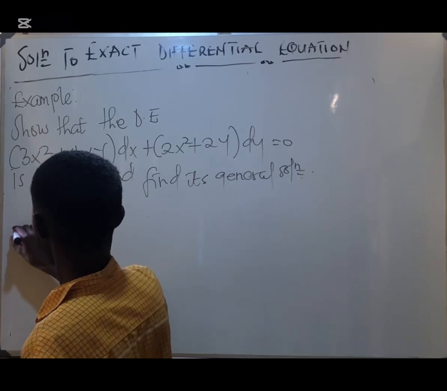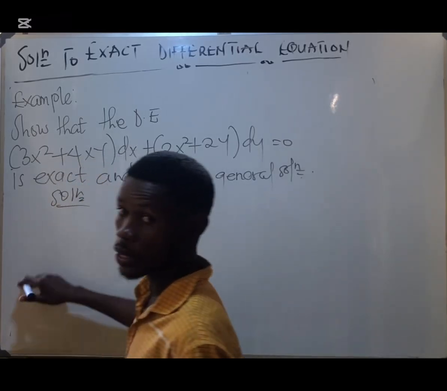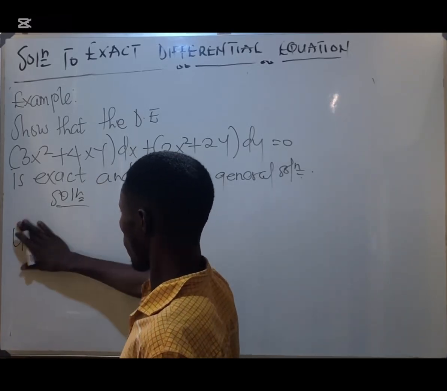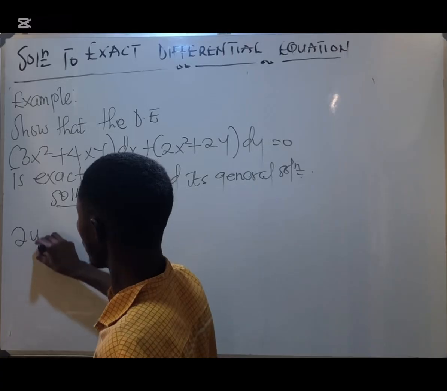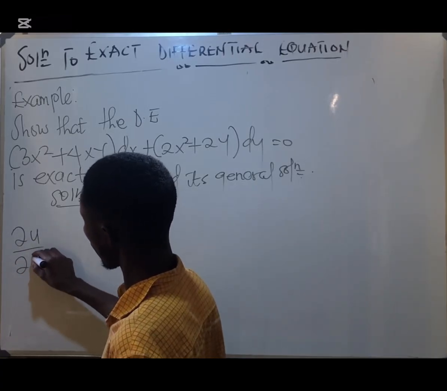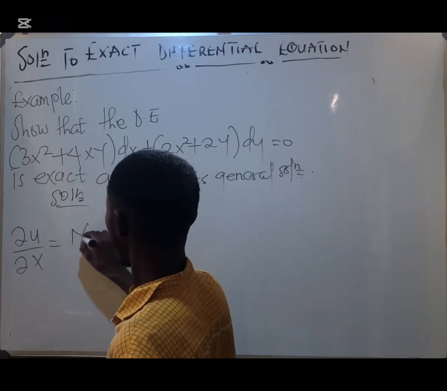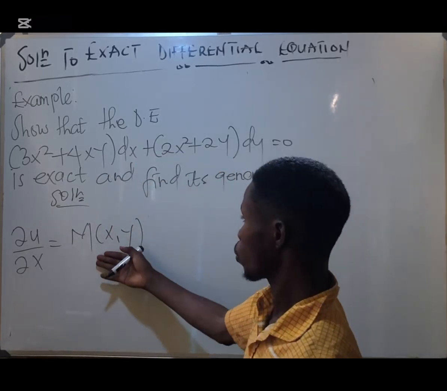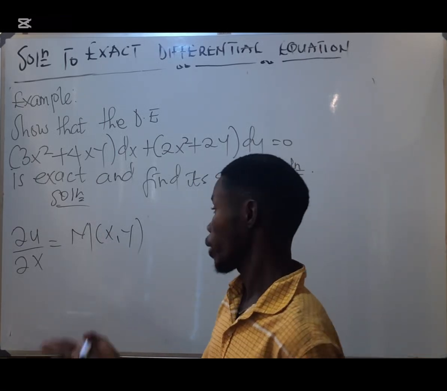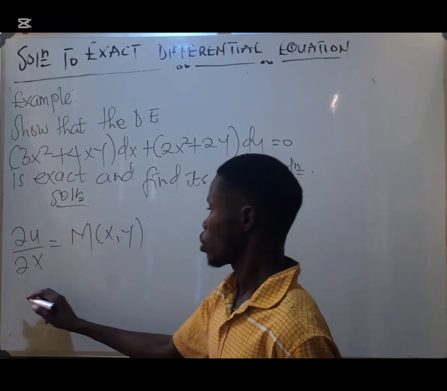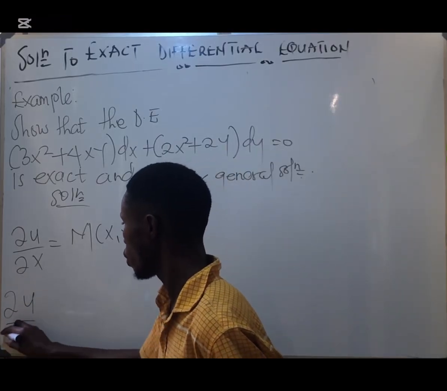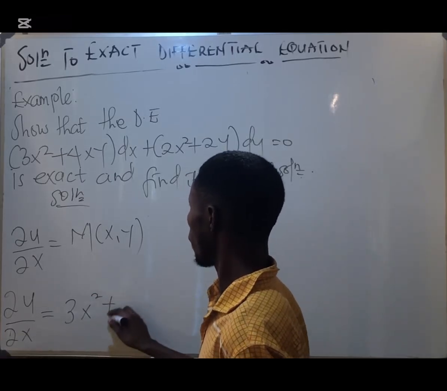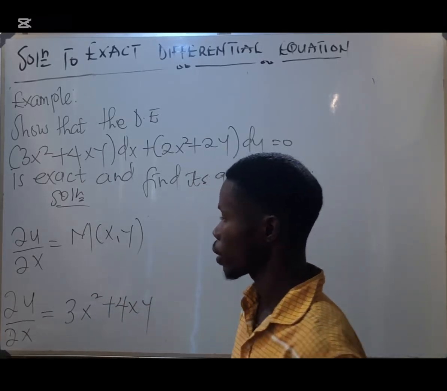We have already established that delta u/delta x is equal to M of x, y, okay? And we have also realized, when we were checking for exactness, that M is the whole of this one. So I can write this as delta u/delta x equals 3x squared plus 4xy. You see that?